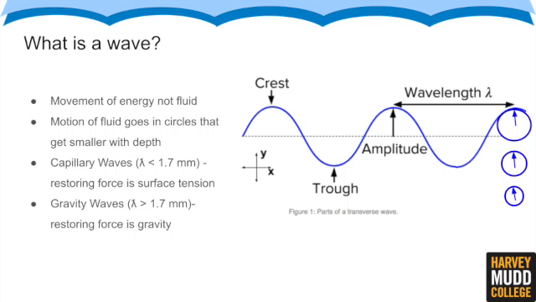And there's also different kinds of waves. So there's capillary waves where the restoring force is surface tension, and this is usually for wavelengths of less than 1.7 millimeters. And then there's gravity waves where the restoring force is, like the name says, gravity itself, and that's for waves that are larger than 1.7 millimeters.